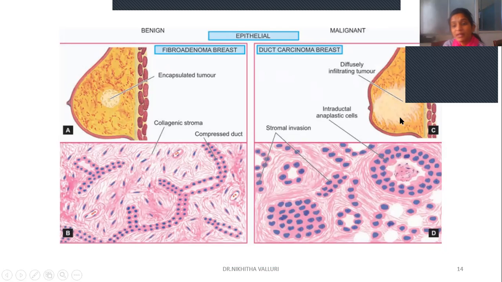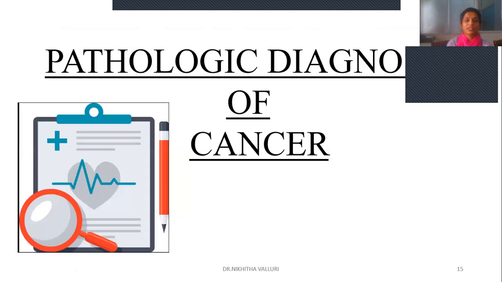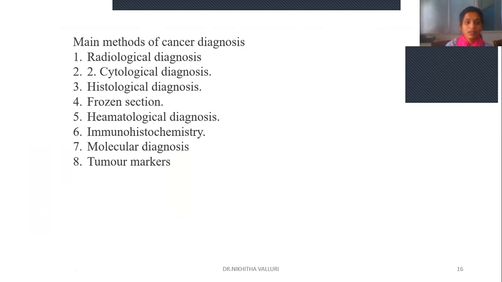And sometimes it may enter into systemic circulation, causing metastasis in advanced stages. So this is all about the differences between benign and malignant tumor. And then coming to pathological diagnosis of cancer. The main methods for the diagnosis of cancer include radiological diagnosis, cytological diagnosis, histological diagnosis, frozen section, hematological diagnosis, immunohistochemistry, molecular diagnosis, and tumor markers. So we'll be going through this in detail.